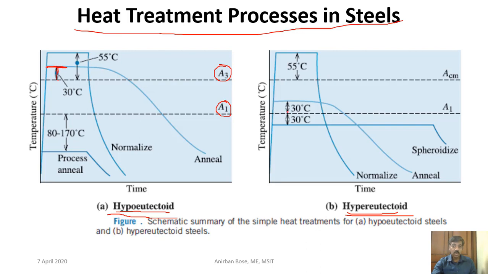to go about 30 degrees centigrade above the lower critical temperature. See, now for the hypereutectoid steel, you need not go above the upper critical, you have to go only 30 degrees centigrade above the lower critical temperature, and then you have to cool for the annealing process.